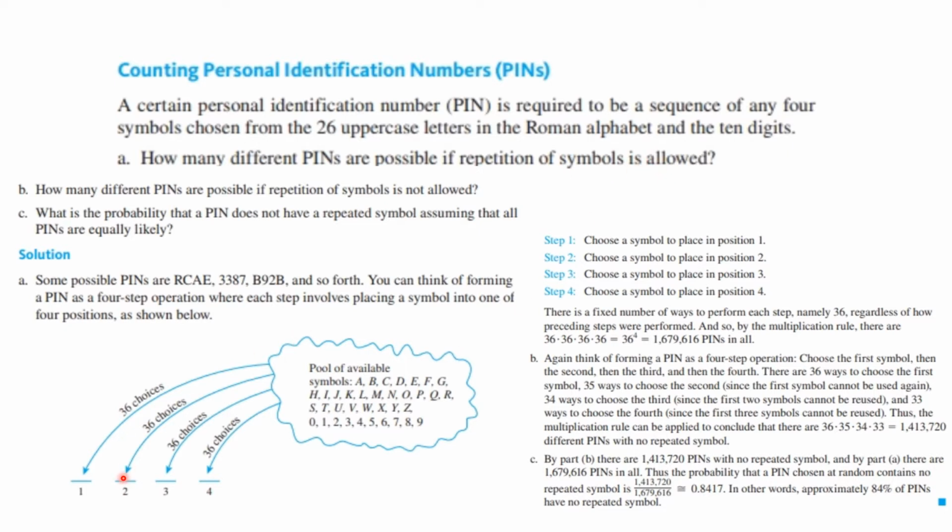Well, if you start thinking about that, you could say, I will fill slot 1, slot 2, slot 3, slot 4, in that order, and there are 36 ways I can do this because that's the pool of symbols that are available. But then there are 36 ways here, 36, 36, and so the answer is 36 raised to the 4th power, which is this big number. So there are many potential PINs.